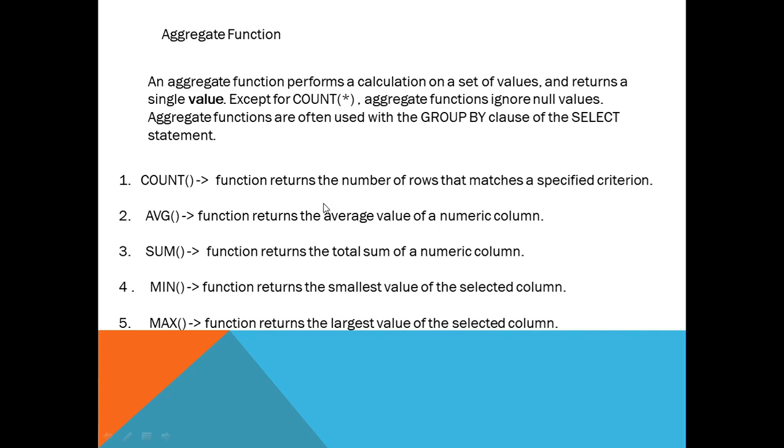Now, aggregate functions. An aggregate function performs a calculation on a set of values and returns a single value. In the SQL database we use five aggregate functions: count, average, sum, min, and max. Count returns the number of rows that match the specified condition. Average returns the average value of a numeric column. Sum, minimum, and maximum also work on numeric columns.